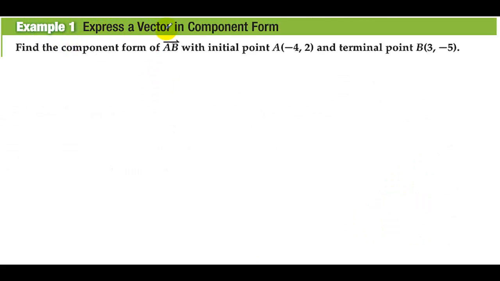Example 1. Express a vector in component form. Find the component form of AB with initial point A as (-4, 2) and terminal point B as (3, -5). So we write chevron, 3 minus negative 4, and then negative 5 minus 2. So we're writing x2 minus x1 and y2 minus y1. And we get ⟨7, -7⟩.